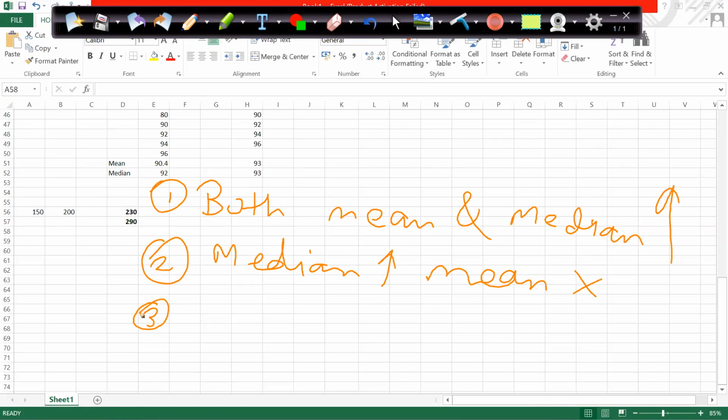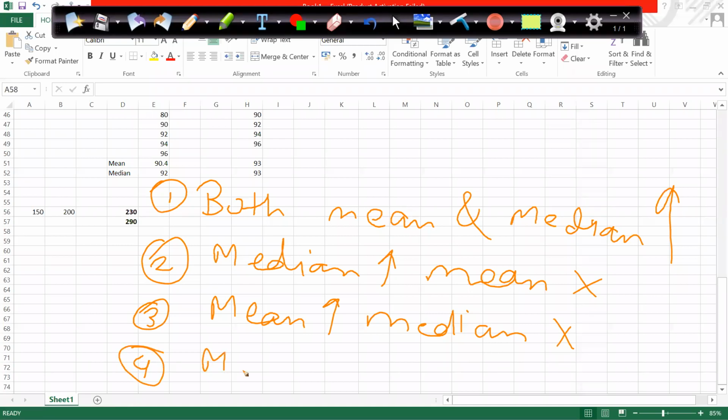Third, mean will increase, median no change. No change means no significant change. Fourth is mean is increasing and median will decrease.